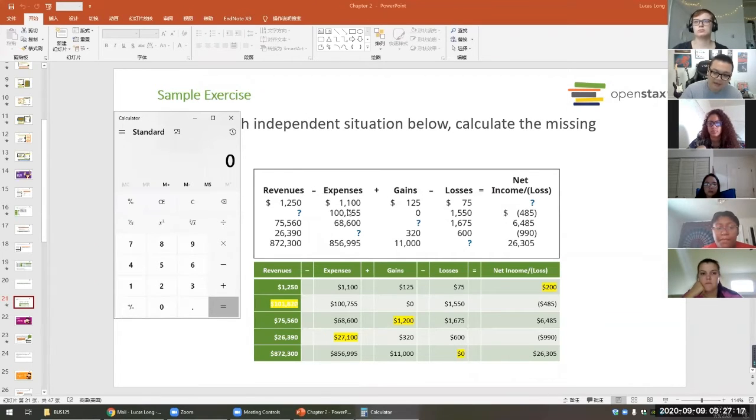So we have an expense because we need to minus our expense. So we have negative 100,755. And then we have another loss here, equal to 1550. So the total expense or loss in this case is equal to 102,305 dollars, and we have our total net loss equal to 485. So we need to plus 485. So what we got is right here, the answer.